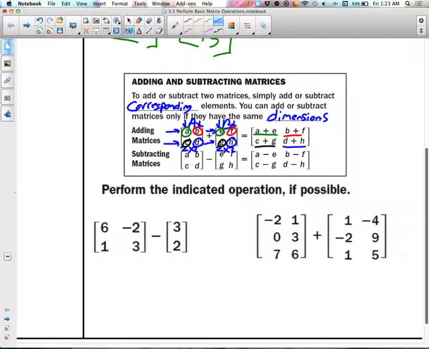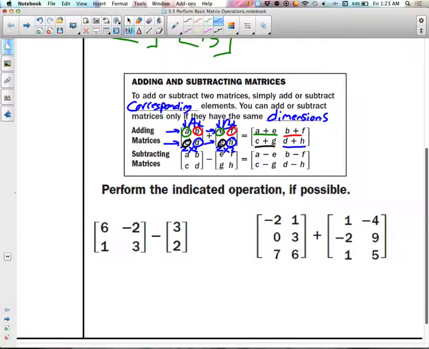The same is also true with subtraction. Same dimensions, just subtract corresponding elements. A and E, B and F, C and G, and then D and H are corresponding. You can subtract. So here's a couple of examples of adding and subtracting matrices.